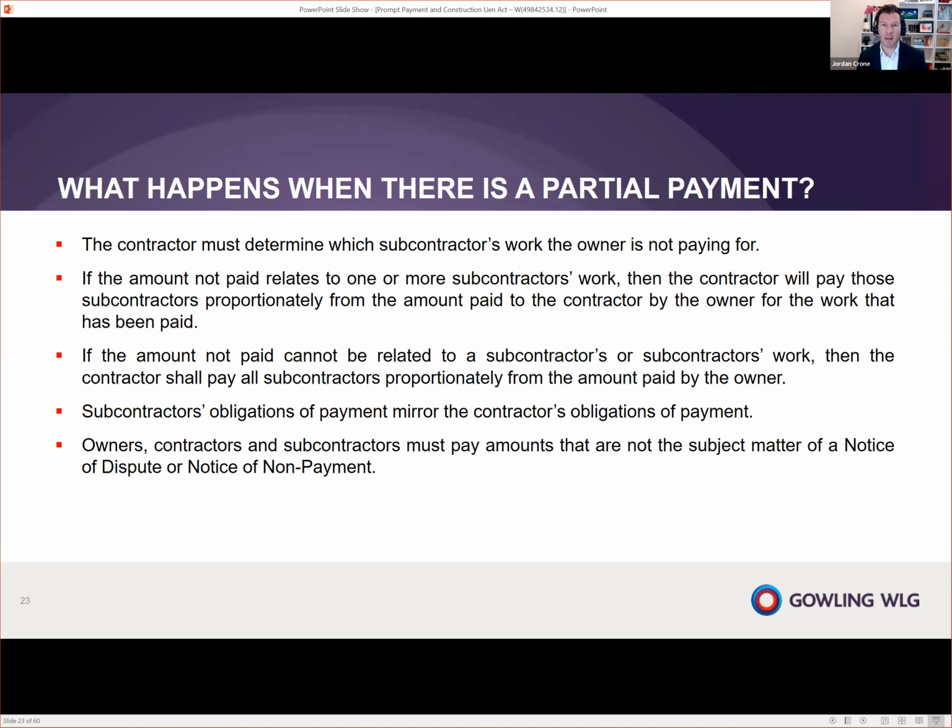Now, again, any amounts, whether they're coming down from the owners, contractors, or subcontractors, they have to pay all the amounts that are not the subject matter of a notice of dispute or notice of non-payment. So if you're the contractor and you're not receiving a notice of non-payment within 14 days, you are entitled to full payment on the 28th day.